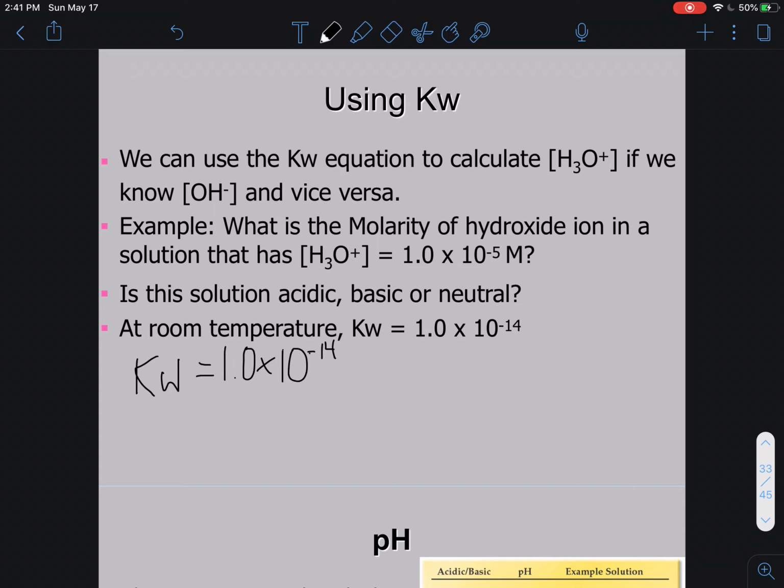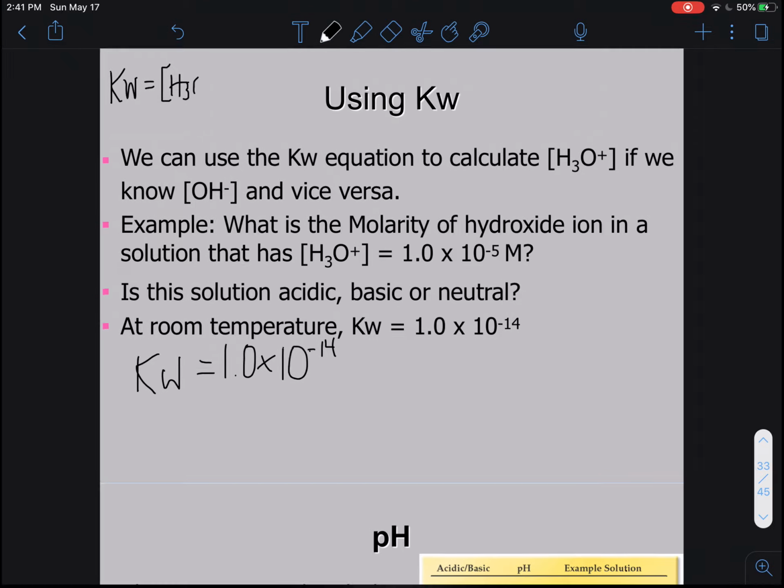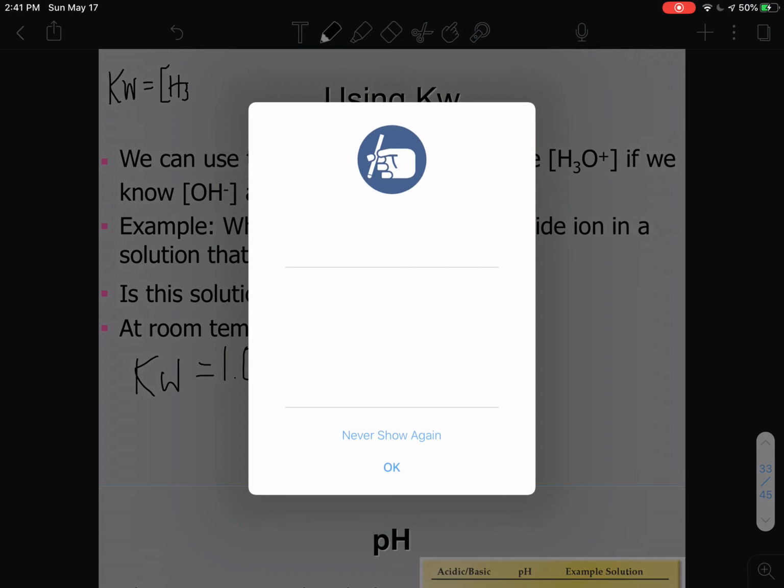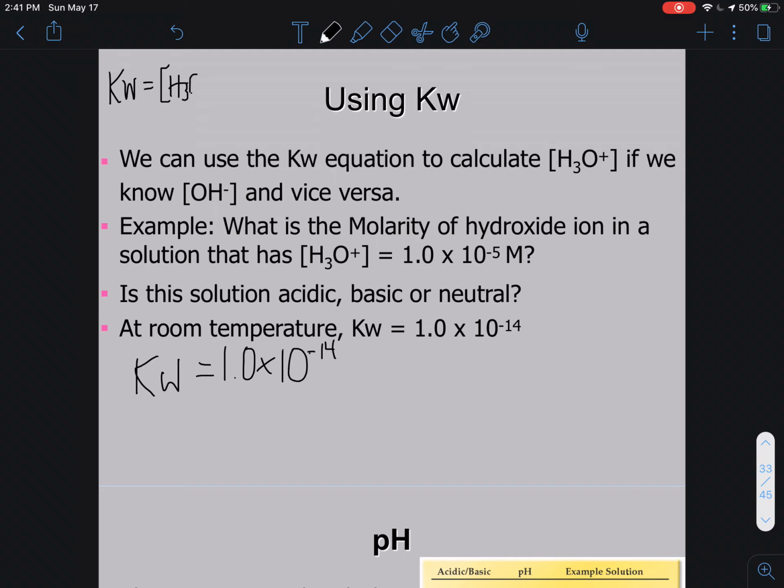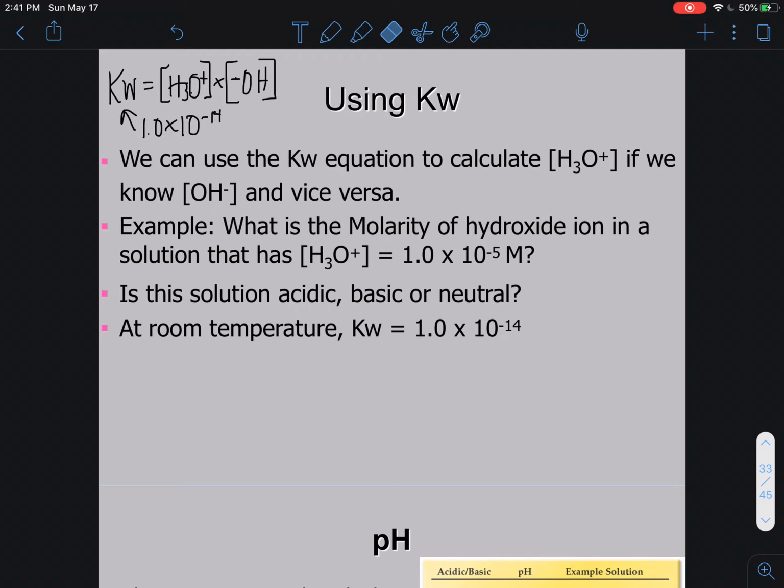Then we can, given the concentration of, let's say, OH minus, find the concentration of H3O plus and vice versa. And that's all because we know that KW is equal to the concentration of H3O plus multiplied by the concentration of OH minus, right? And remember, KW is always going to be equal to 1.0 times 10 to the negative 14. Okay, so we can use this to calculate all sorts of concentrations.